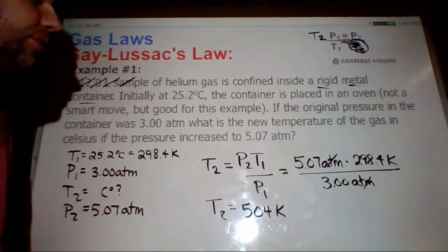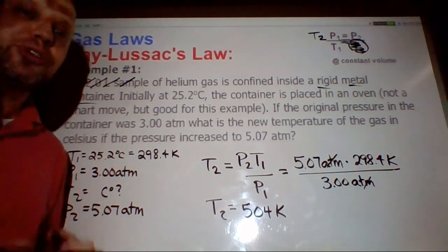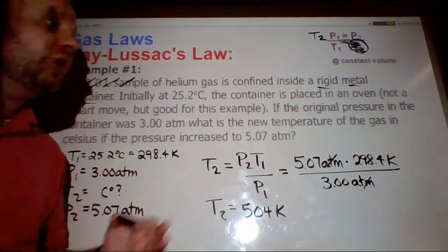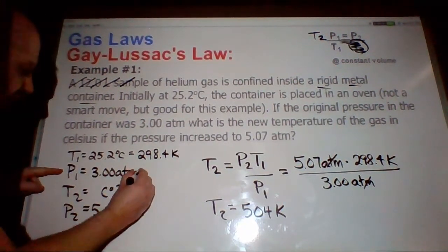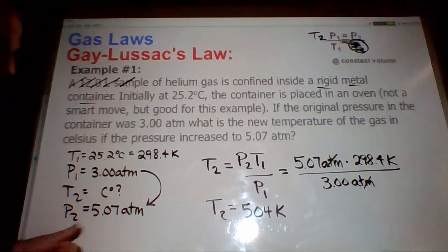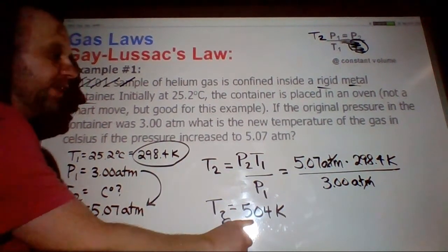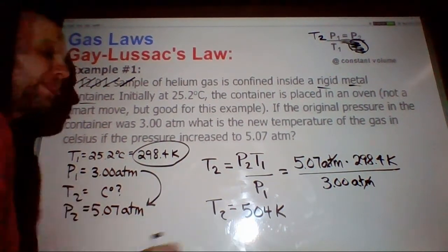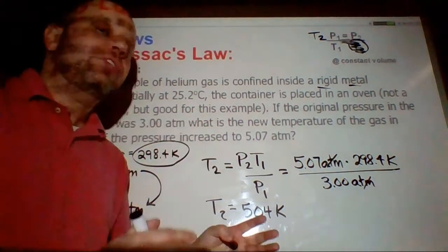Now, let's think about this for a second. The relationship between pressure and temperature is direct, meaning as one increases, the other increases. So we went from a pressure of 3 to a pressure of 5. Pressure went up. That means temperature should go up. We started off at a temperature of 298. We finished with a temperature of 504. The last part of this problem, reminder, is to go back to Celsius.